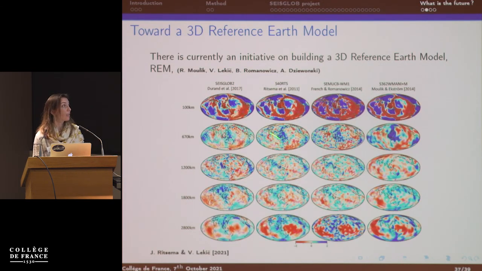Here is a more recent picture of some tomographic models, and we have somehow reached a consensus for the long wavelengths. But there is something very interesting: there is an initiative for building a 3D reference model, which is currently being done by Raj Moulik and collaborators. They are collecting data to build reference data sets so that we can build this kind of 3D reference model.